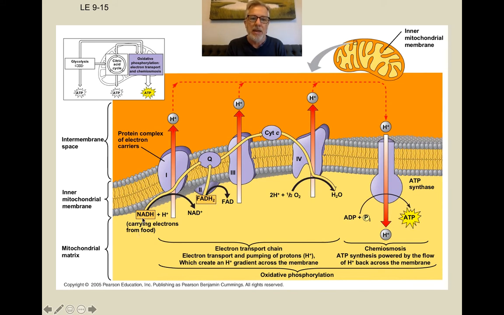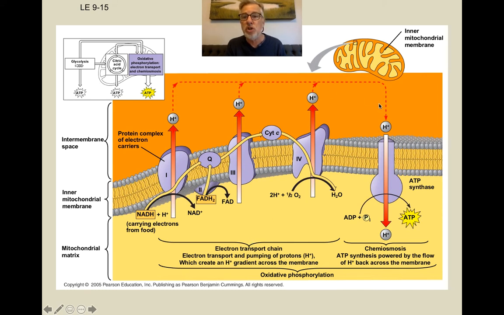So we'll follow NADH. It donates its electrons here, and as it's passed down the series of proteins, a hydrogen ion is taken from the matrix and put into the intermembrane space. And you can see for NADH, 3 hydrogen ions are placed across the membrane. You now have a hydrogen ion gradient. What that means is you have more hydrogen ions inside the inner membrane space than here.